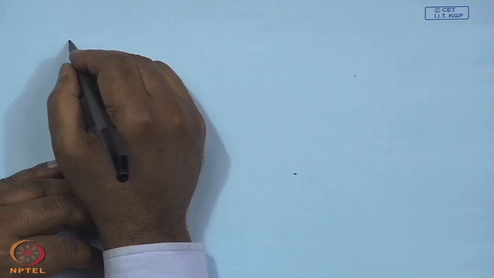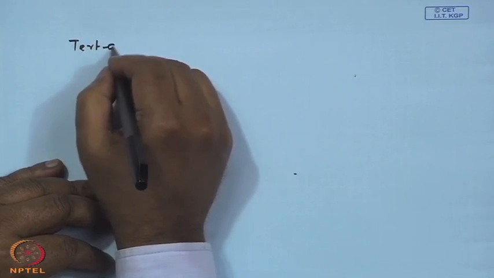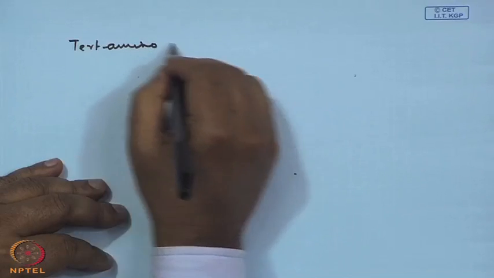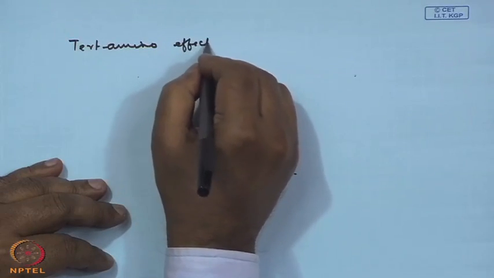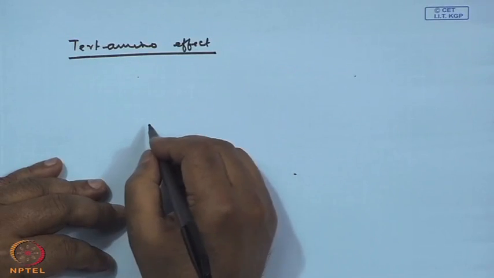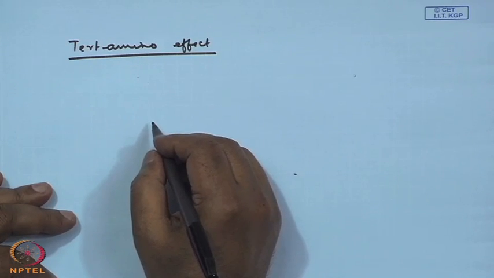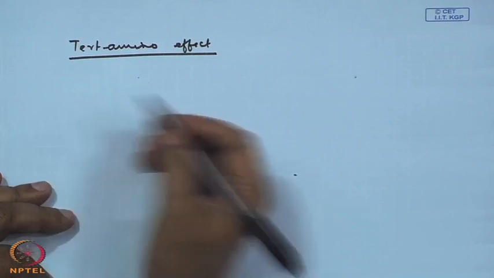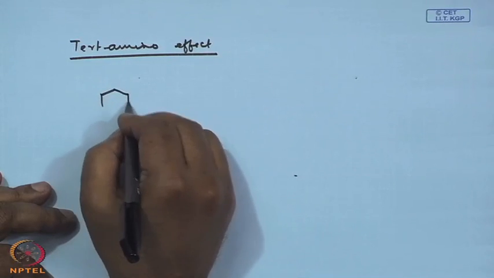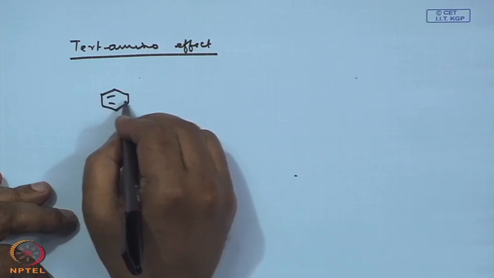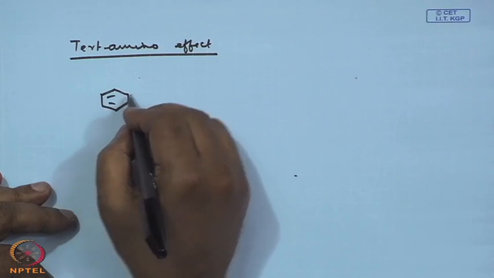Let me tell you one more important fascinating reaction, again driven by nitrogen. What I say here, the tertiary amino effect. We will give more examples in one of the later classes, but the tertiary amino effect, or sometimes we call it the tertiary butyl amino effect. What is it? It is a reaction of this kind. It has to be some sort of aromatic compound.